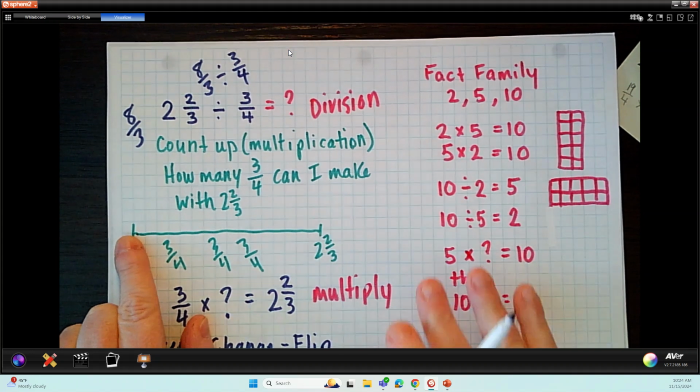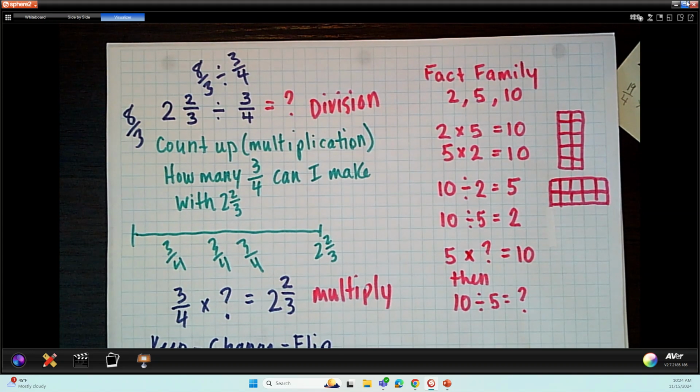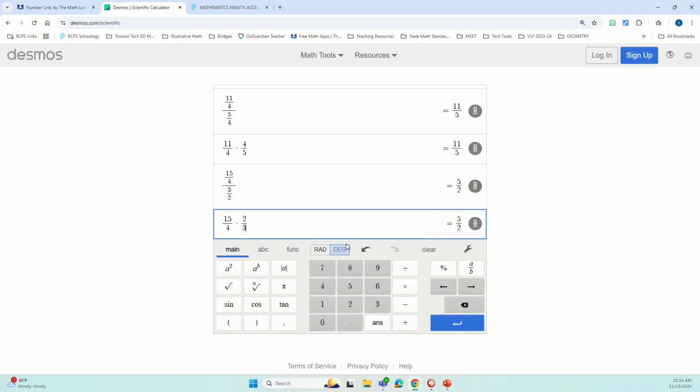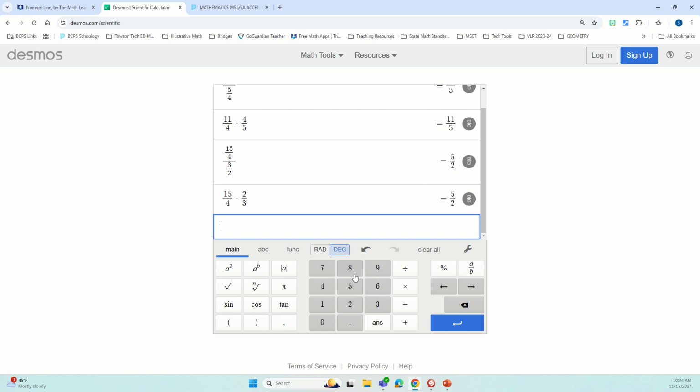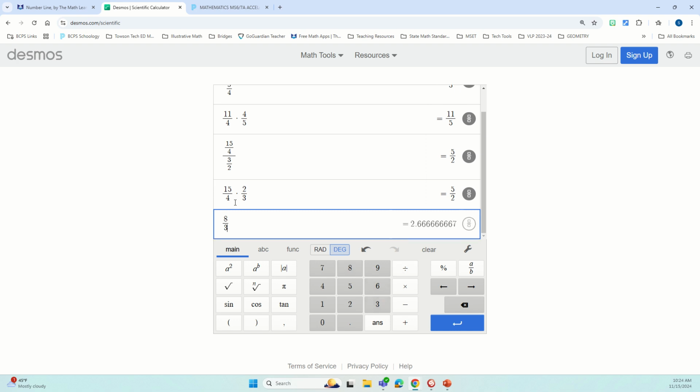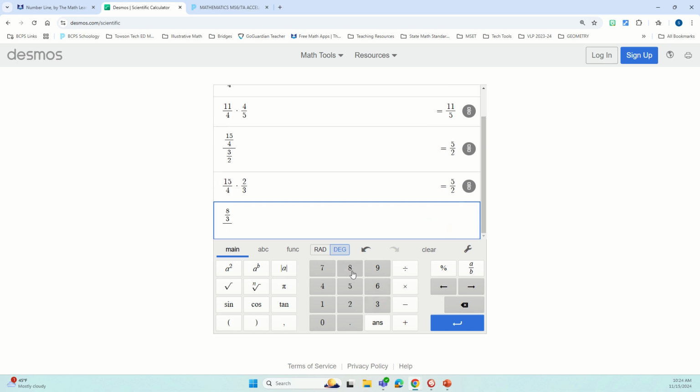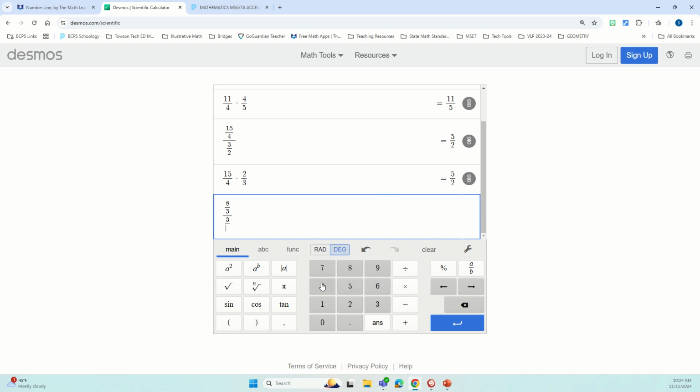And we could just use a calculator, right? I mean, if we're at the point where we just need a little extra support, we could just put 8/3 divided by 3/4 into the calculator. So I'm going to do that. Okay, 8/3 divided by 3/4. I'm keeping it exactly the same.